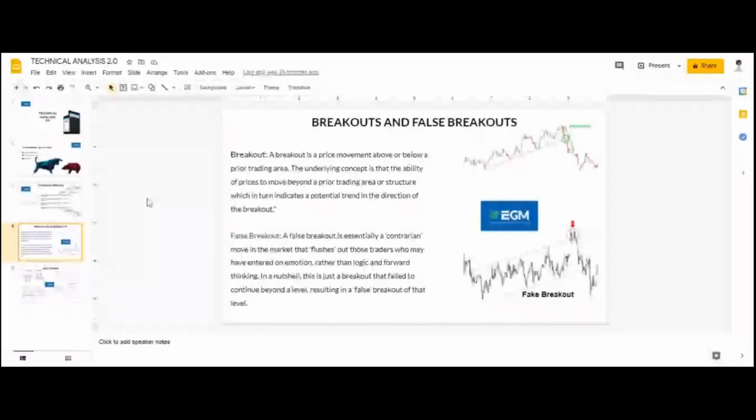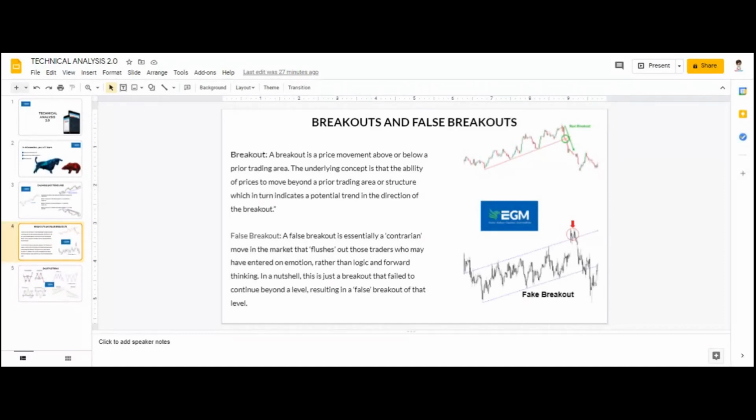The next thing on the slide is breakouts and false breakouts. Now, what is a breakout? A breakout is a price movement above or below a period trading area. The underlying concept is that the ability for price to move beyond a period trading area or structure indicates a potential trend in the direction of the breakout. When a breakout happens, it means a new trend is forming. That's just the simple thing.